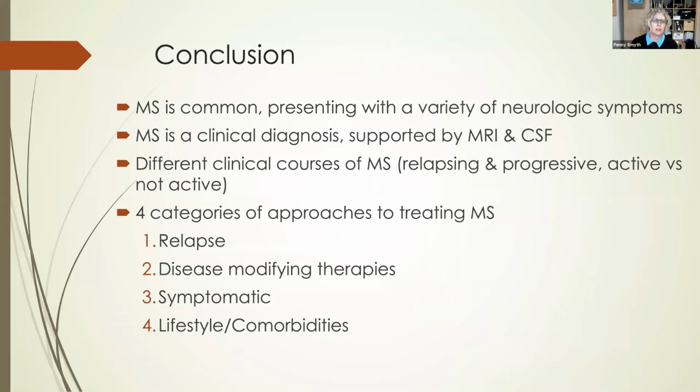So finally, just to conclude, I hope I have talked to you and you realize that MS is common, that it presents with a variety of MS symptoms, that it's a clinical diagnosis, and we support that by MRI and CSF, that we have different clinical courses of MS, but we're looking more and more around whether there's activity or not, or clinical manifestations of inflammation versus MRI. And that there's different categories of approaches to treating MS. So we actually have a lot that we can offer people with MS over time. And that's it.